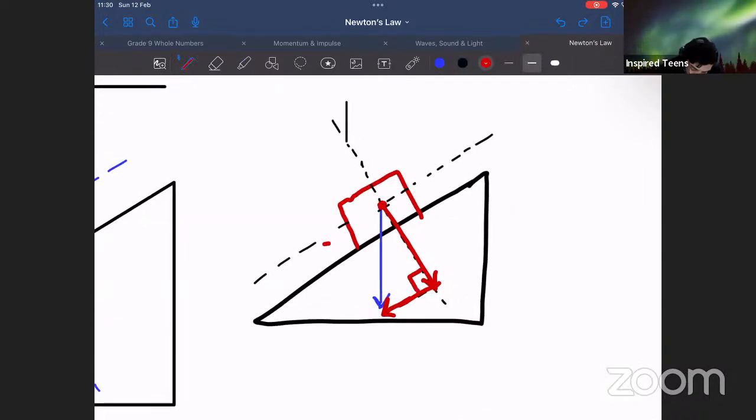So then that's where my 90-degree will be. Okay, and this is actually the angle we'll work with. And that's how we get Fg sine theta and Fg cos theta. Where will the normal force be? Okay, we'll get there in a second.